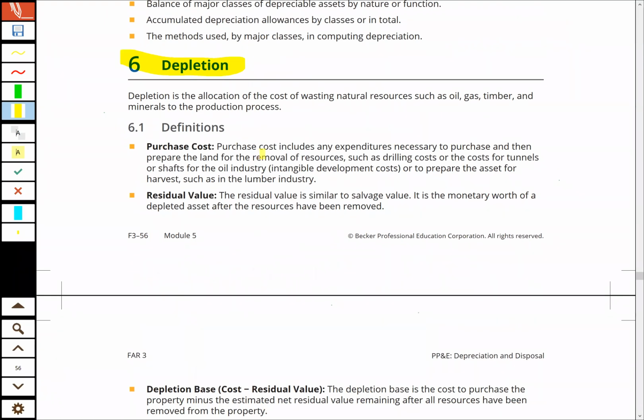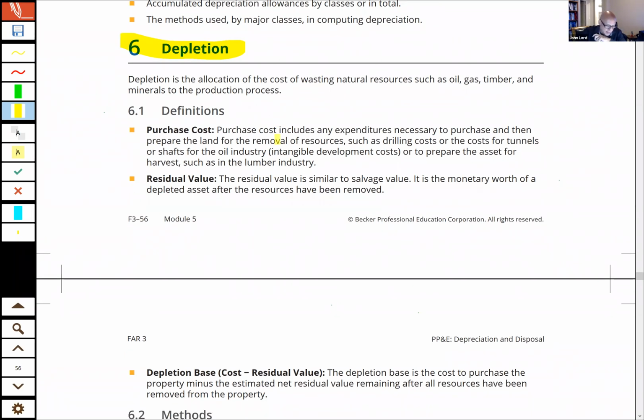Let's talk about depletion. Okay, so what's happening now? Now I'm paying an amount for an asset, not for what I can put on top of it. I'm buying a piece of land, but I'm not paying for what I can put on top of the land. It's what I can take out of the land. Can I take some coal out of there? Can I take some mineral out of there or something?